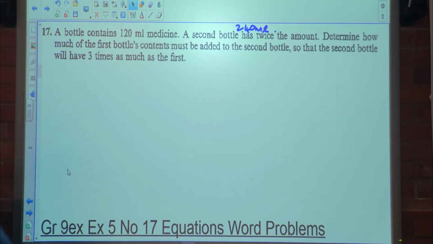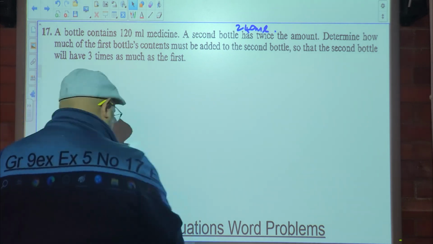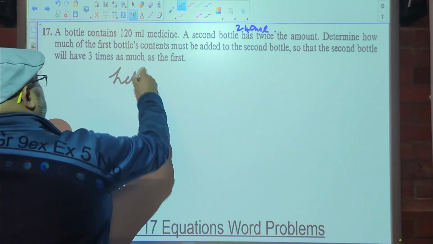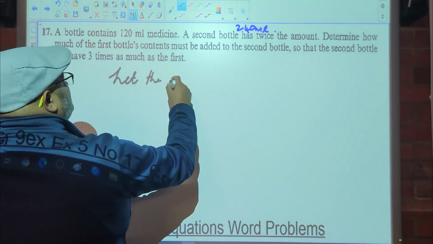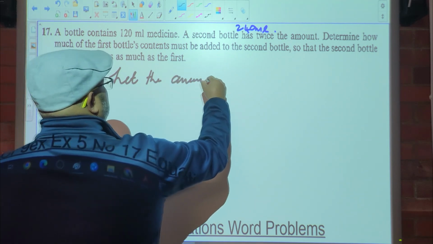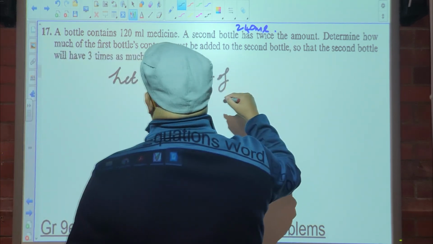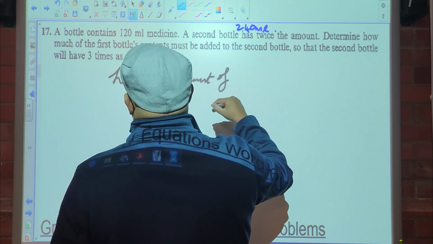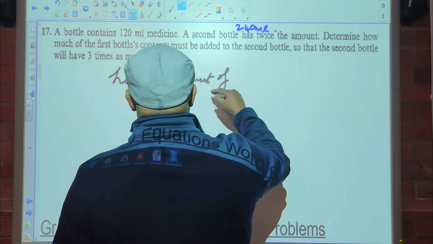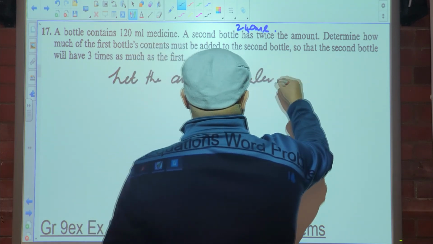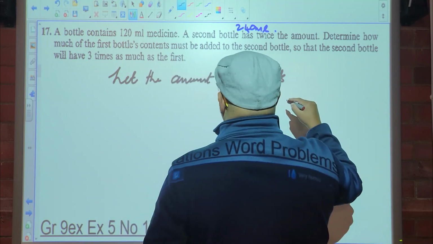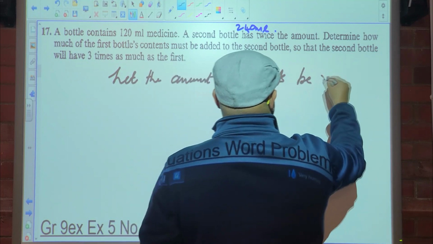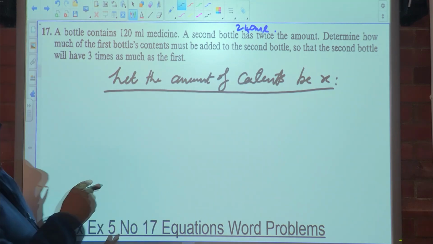So I think I would let the amount of contents that is being transferred be x. So that's what I'm trying to solve. Okay, I might be wrong, so let's just try this. Let the amount of contents be x that we're going to transfer.